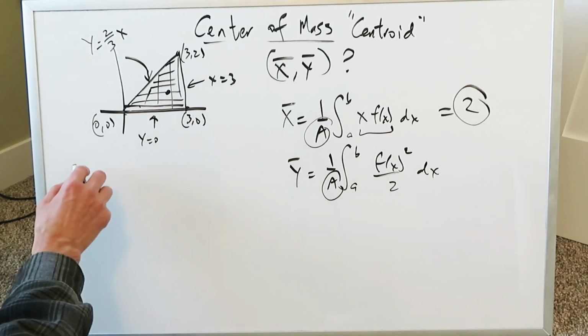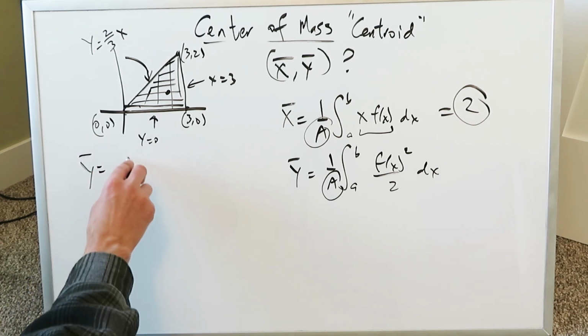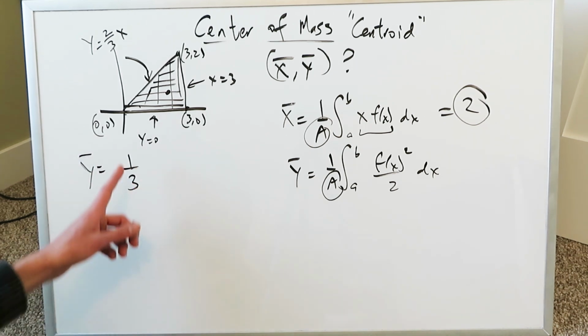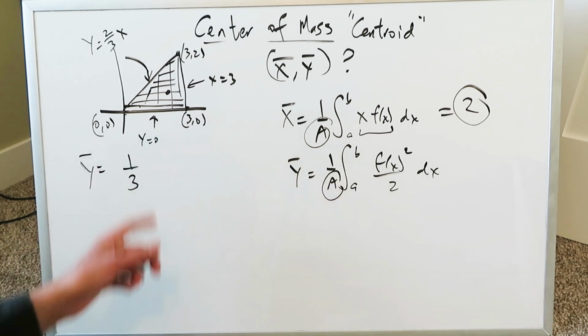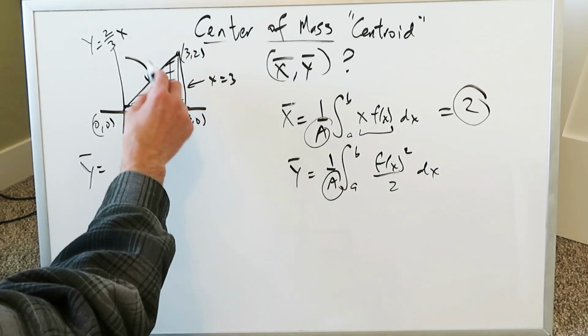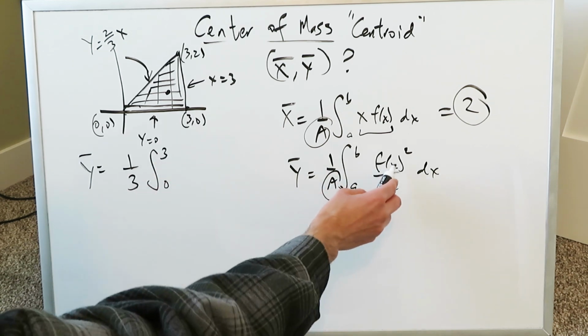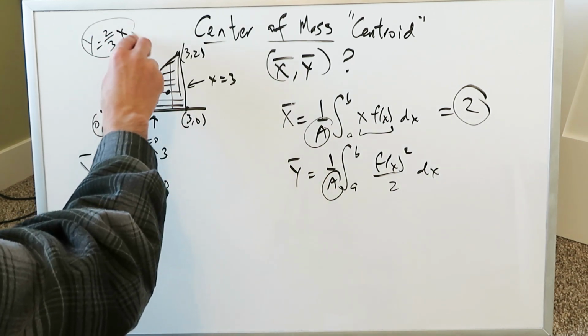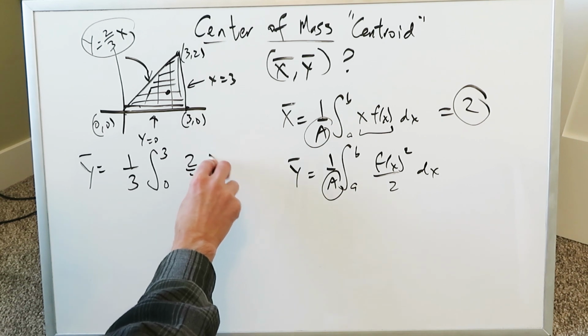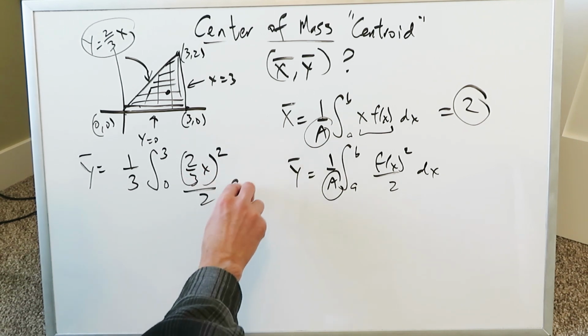Anyhow, let's look at this y. The y value of your center of mass is again 1 over a, which is here 1 over 3, your area. 3, I've determined the area already. This shaded region is 3. Again, along the x-axis, 0 to 3, f of x. What's my f of x? It is this: you're looking here at 2 over 3 x, whole square, all over 2 dx.